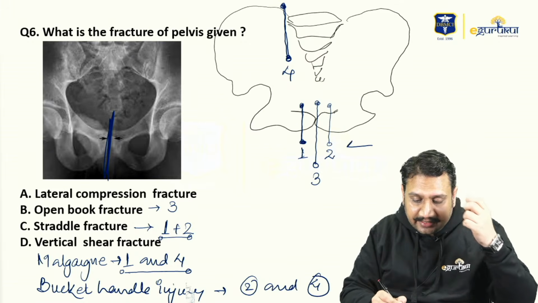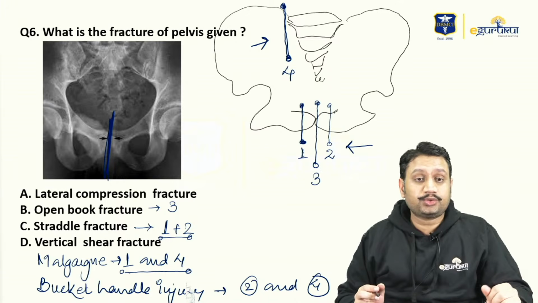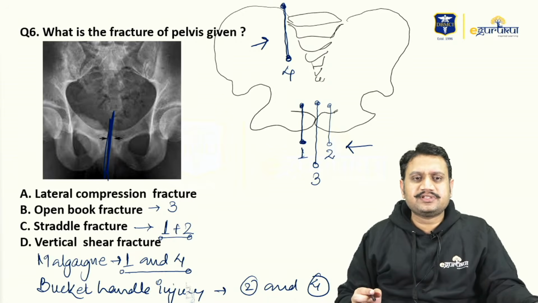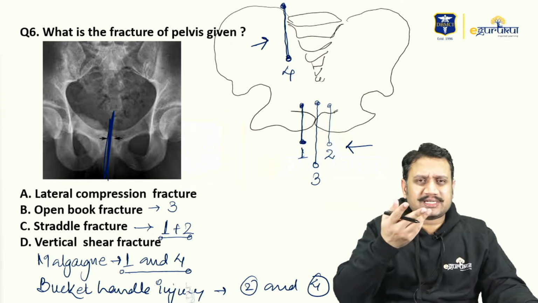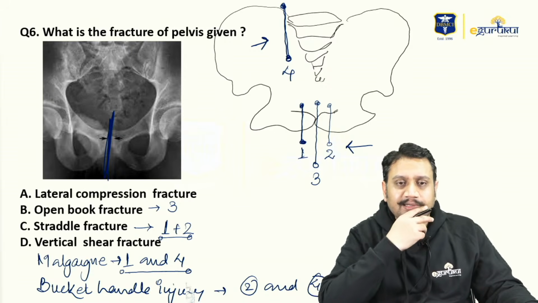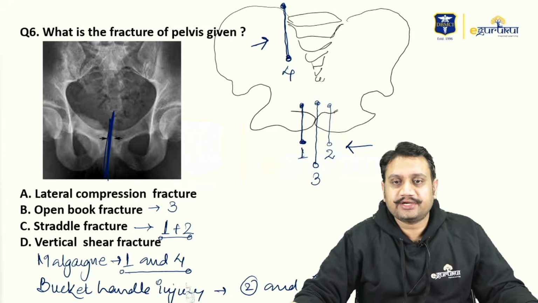So anteriorly and posteriorly. Anteriorly left side and posteriorly right side. So 2 and 4, bucket handle injury. Okay, so these are the types of injuries which I want you to remember. Most likely they were trying to point to an open book injury or maybe the straddle fracture. Whatever it was, now I have told you all the 4 different fractures.